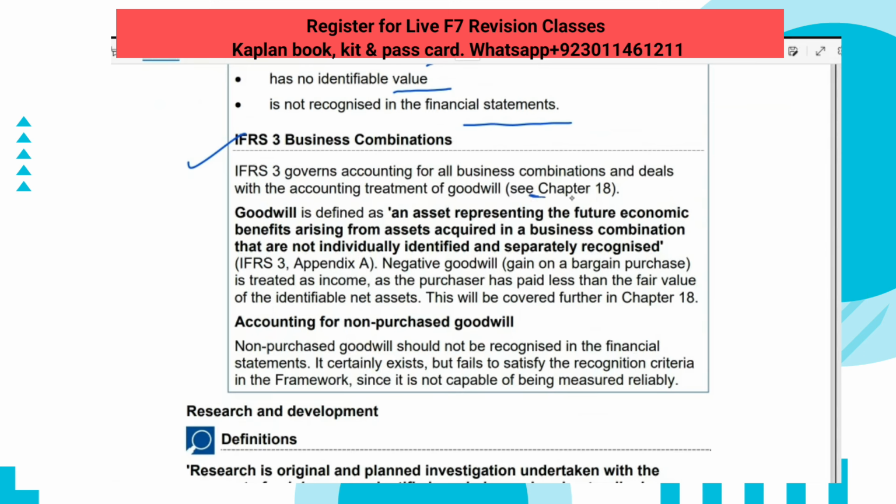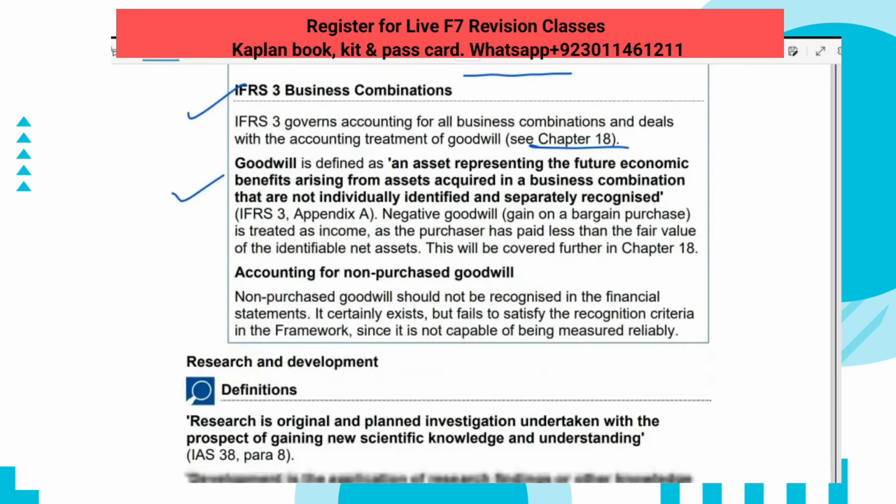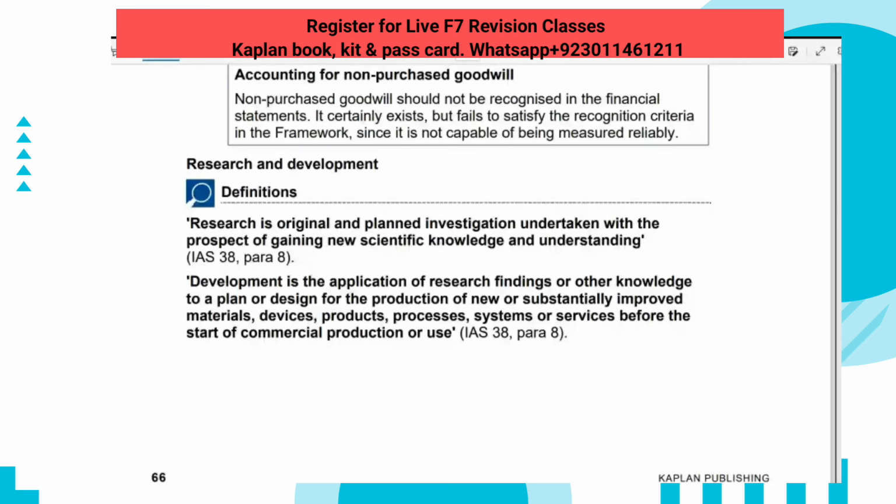IFRS 3 governs business combinations and is applicable to the accounting treatment for business combinations, and further detail will be available in chapter 18. Goodwill, this paragraph is important to understand. It is identifiable as an asset representing the future economic benefits arising from assets acquired in the business combination that are not individually identifiable and separately recognized. So this is the business combination. How we will recognize all this.